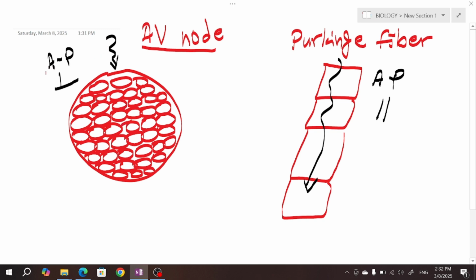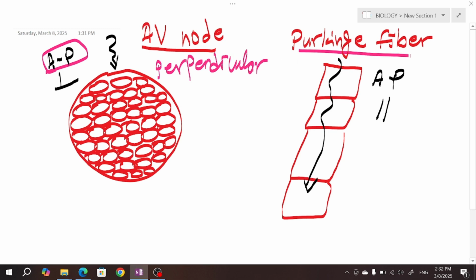Suppose this is the action potential. The black one is the wave of the action potential. So we can see the wave of the action potential is perpendicular to the arrangement of the cell, but in the case of the Purkinje fiber, the action potential is traveling along the direction of the arrangement of the cell.